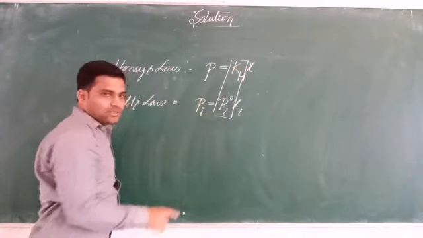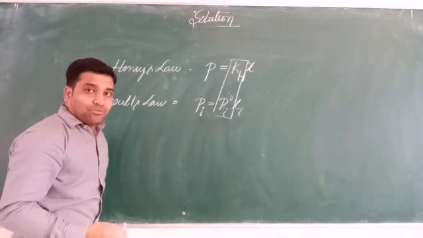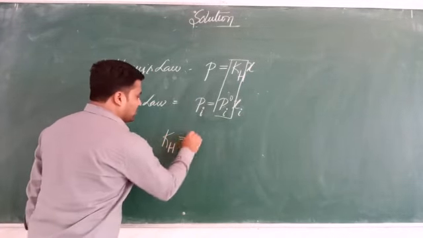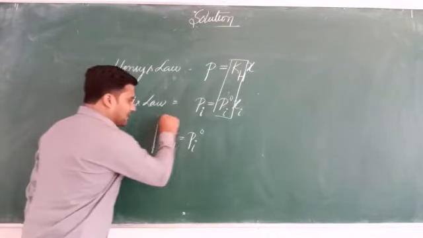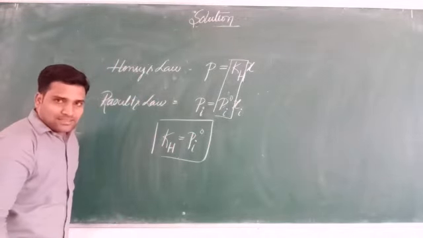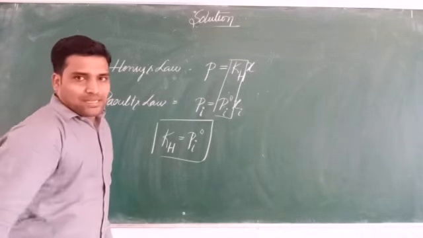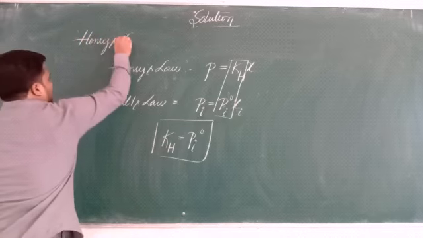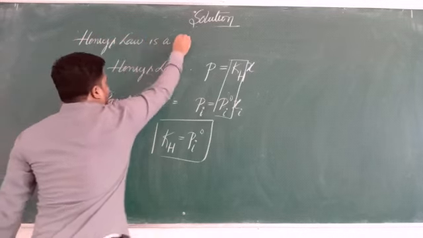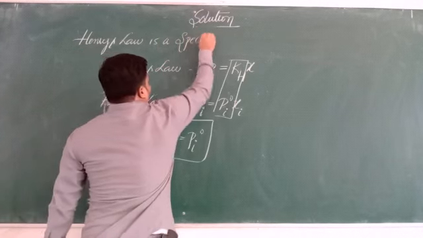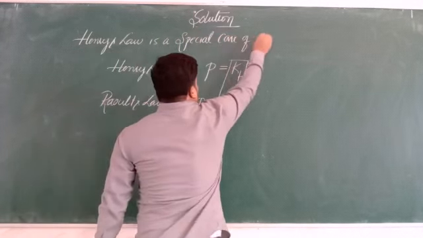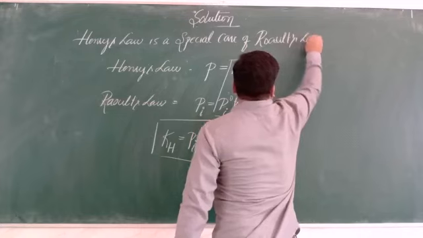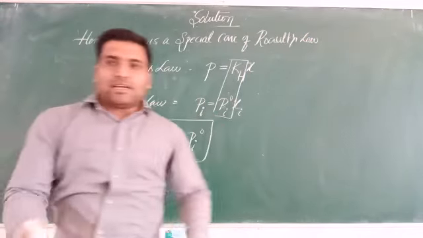Here it is Henry's constant, here it is partial vapor pressure of pure component. In case Kh is equal to Pi naught, both are the same. So that's why it can be stated that Henry's law is a special case of Raoult's law. Both are interchangeable.